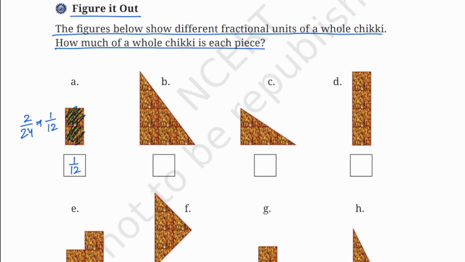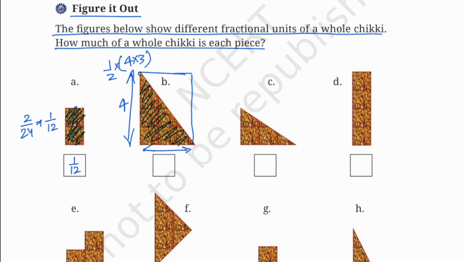You can see this has an area of half of the rectangle drawn here. So this piece will have area of half of 4 into 3, that is half of 12, that is 6, and 6 out of 24 is 1 upon 4.